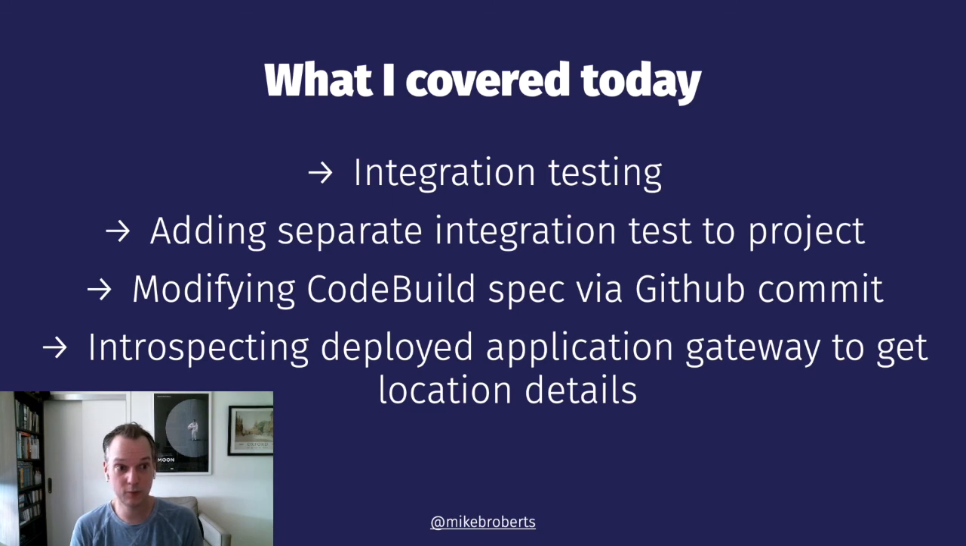So here's what we covered today. Here's a quick recap. First of all, I went over integration testing and why I think it's valuable to do integration testing against the application deployed to the cloud. I also added an integration test to our coffee store project. I modified the CodeBuild build spec via a GitHub commit just to run the unit tests for now. And then I introspected our deployed application in AWS to get the location of the API gateway.